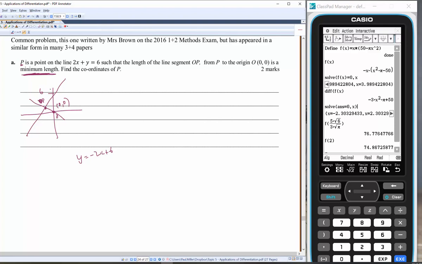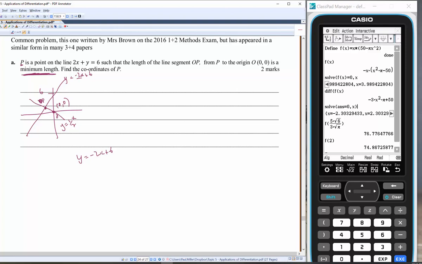So basically, here's the strategy. This line here is y equals negative 2x plus 6. This line here, we can get the function. Recall perpendicular lines have a gradient which is the negative reciprocal of the original function. So this is going to have a gradient of 1 over 2, so x on 2. And because it goes through the origin, it's just going to be plus 0.